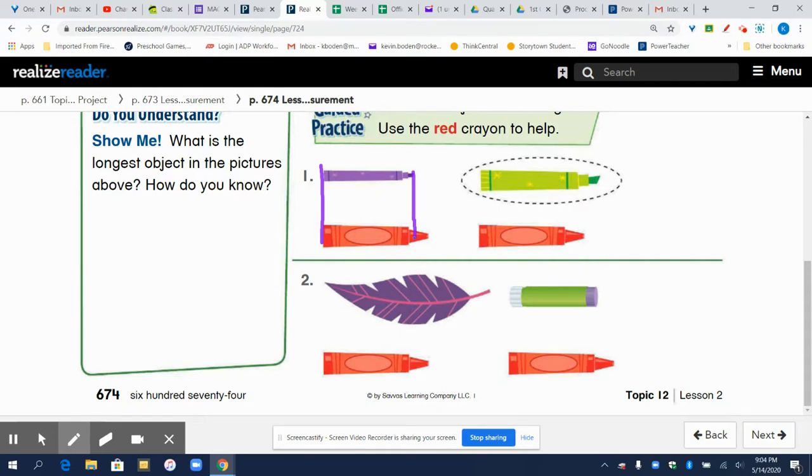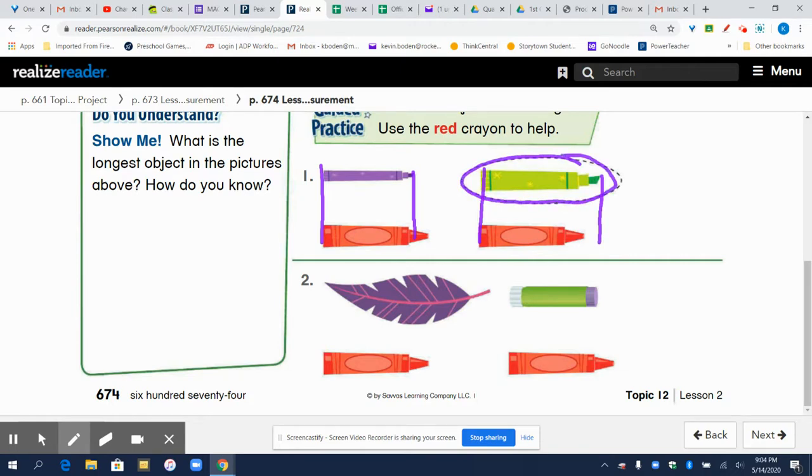But if you look at the green one, and I draw a line from the beginning all the way to the end of the marker, look at that. It's longer than the red crayon. So we could say the green marker is longer than the red crayon. Duh. And then you could also say the green marker is longer than the purple marker because it's longer than the red crayon. So that's why they circled that one.